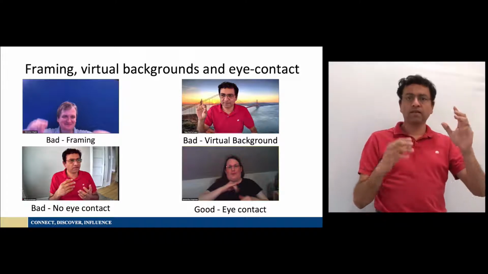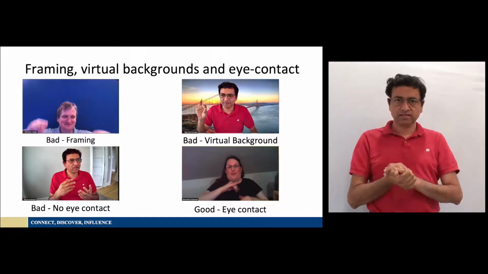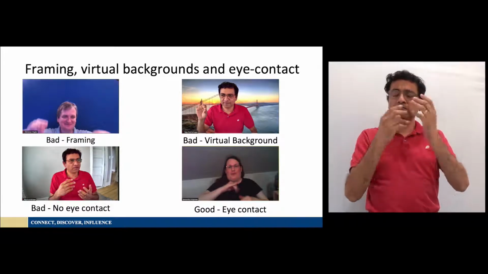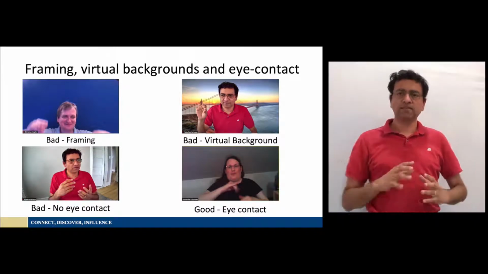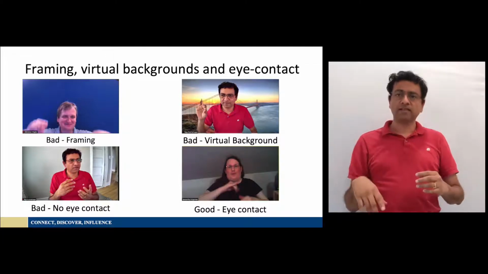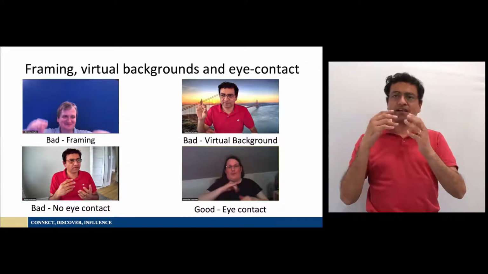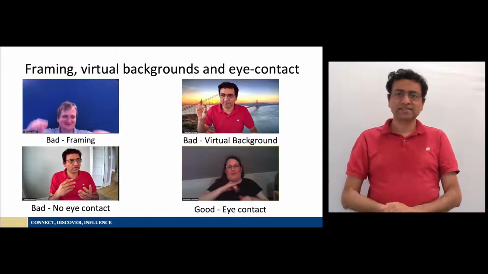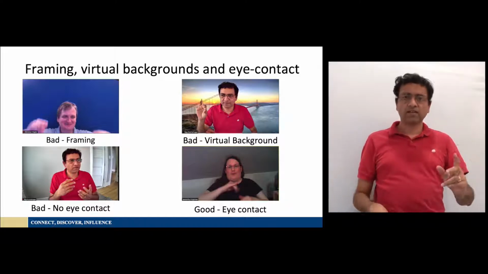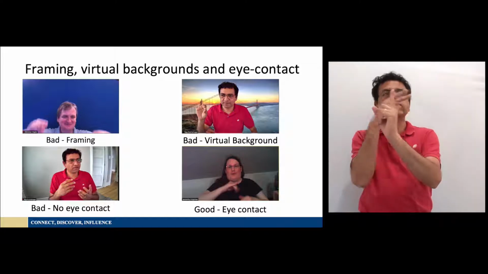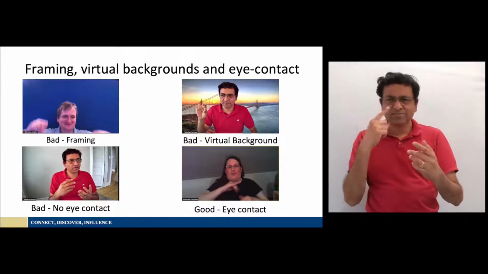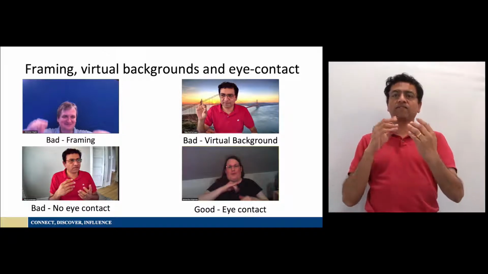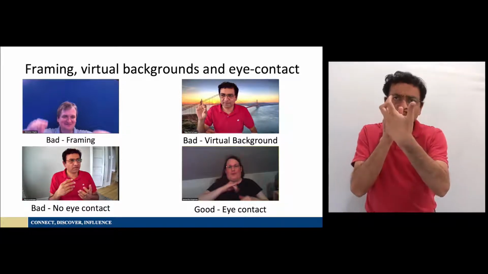On the top left, the person is not visible. The bottom's cut off. Some signs below the shoulder will be missed. In the top right, the virtual background hides information. You can't see the action clearly and you lose information. In the bottom left, there's no apparent eye contact. You will lose engagement. Finally, in the bottom right, the signer's looking at the camera, providing engagement.